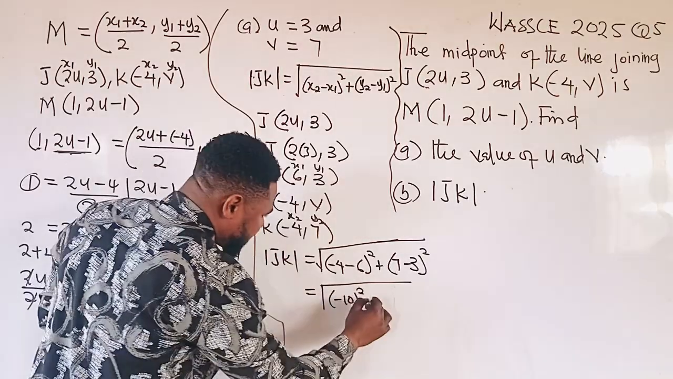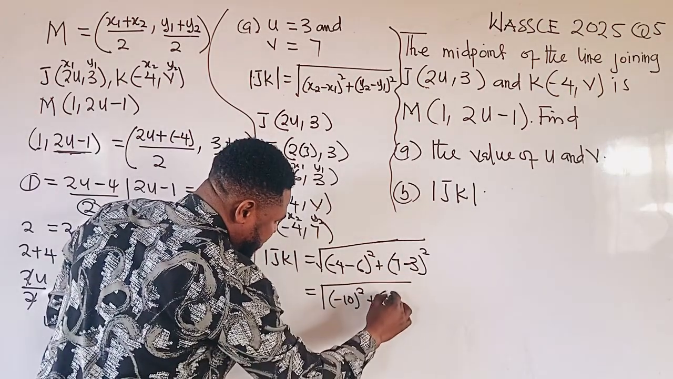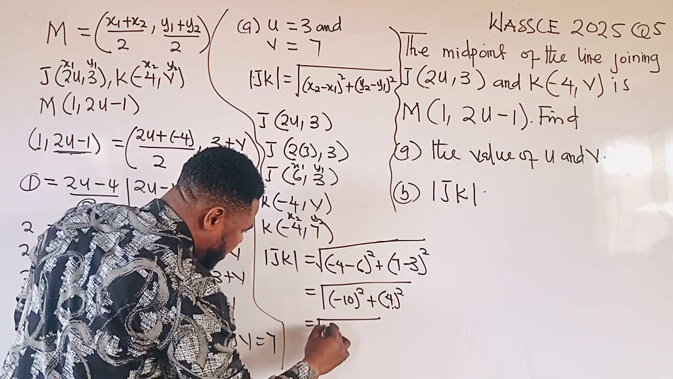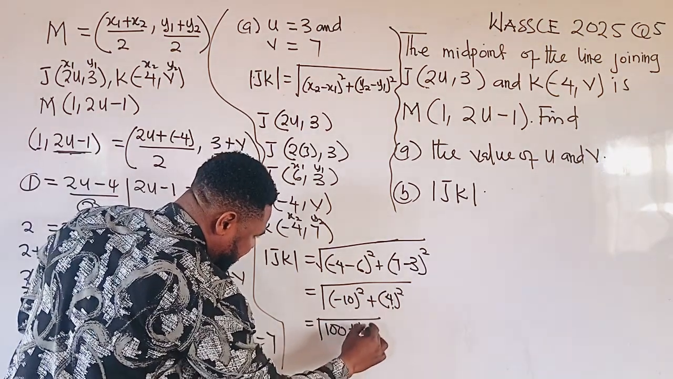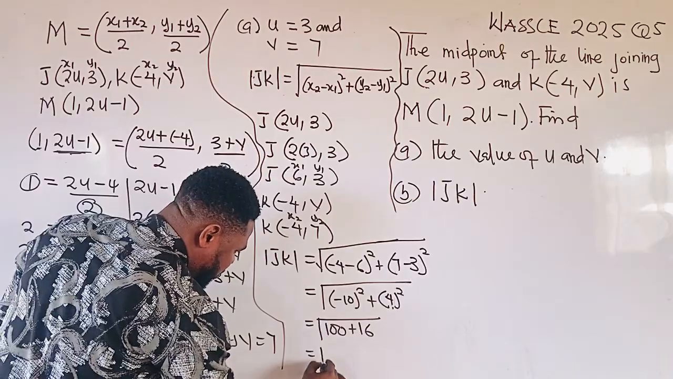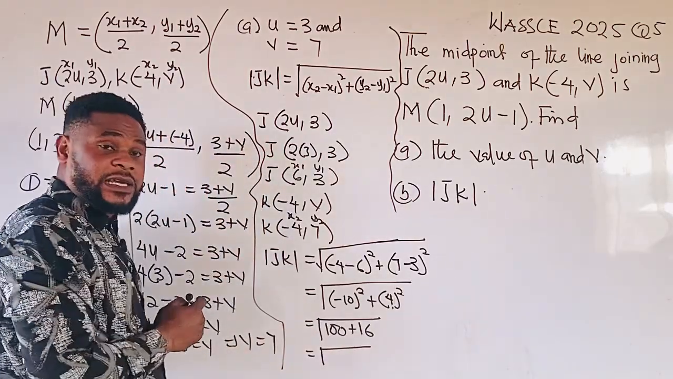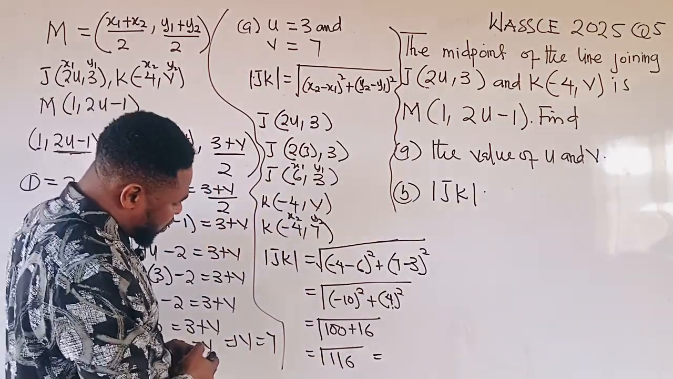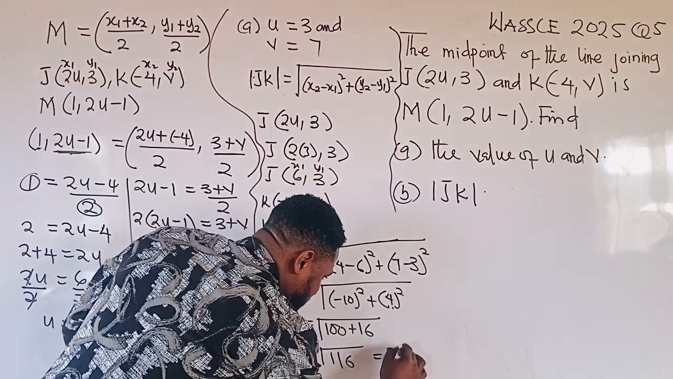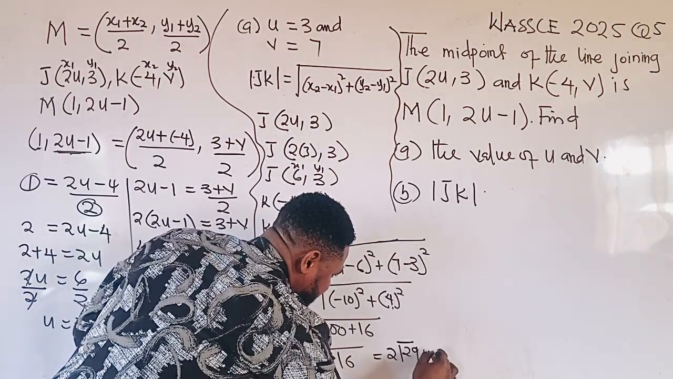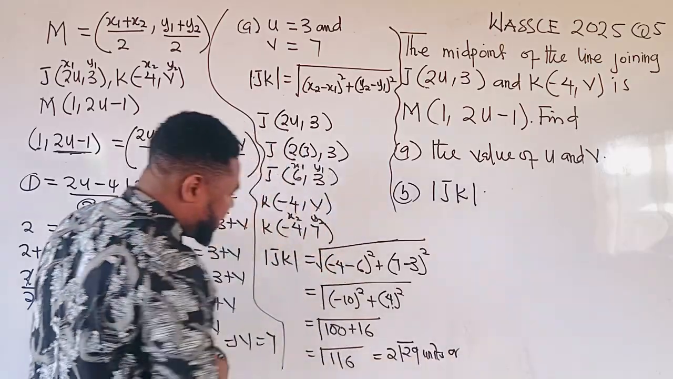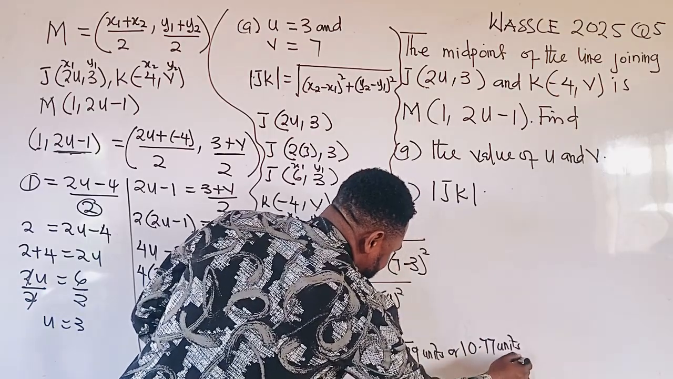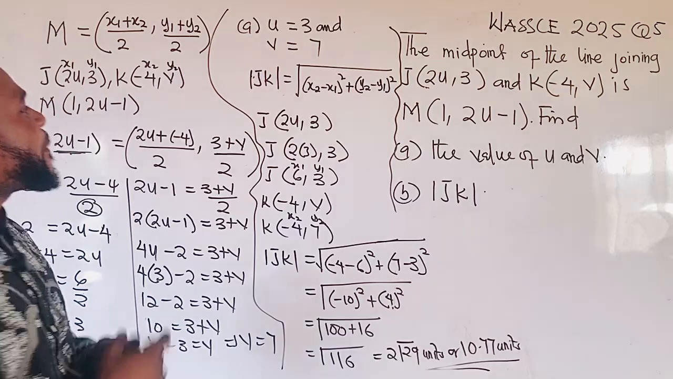We break this down: negative 4 minus 6 gives us negative 10, so we have negative 10 squared, plus 7 minus 3 gives us 4, so we have 4 squared. Negative 10 squared gives us 100, and 4 squared gives us 16. So 100 plus 16 gives us 116. Now we can simplify this. The square root of 116 gives us 2 root 29. Since it is a distance, it will have a unit, or we can leave it in decimals, 10.77 units as our final answer. So this is how we can answer this beautiful question.